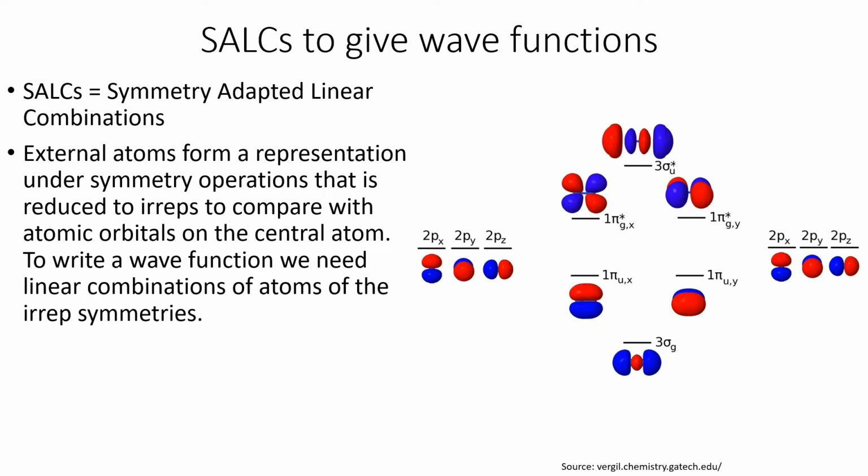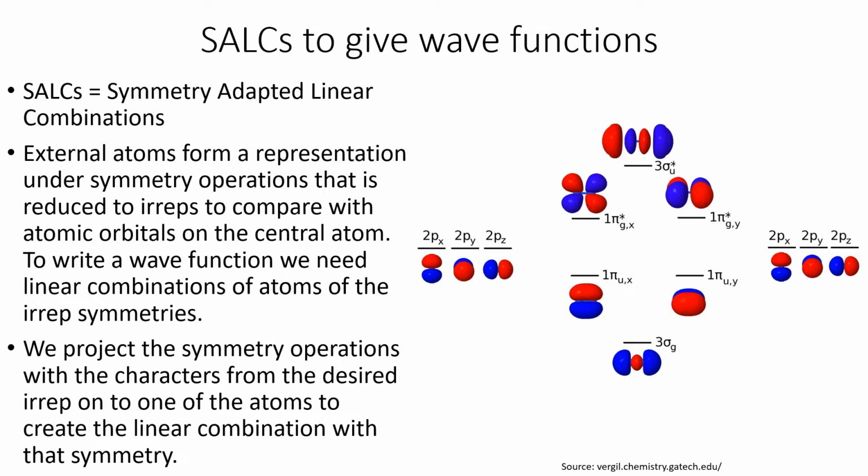Now ultimately, to write a wave function, we're going to need to find some linear combinations of the external atoms. For example, for the 4 H atoms in methane, we'd need to find combinations of the 4 different wave functions that conform to the symmetries of the different irreps involved. The way we do this is we project the symmetry operations and the characters for the particular group that we're working with onto one of the atoms. The result of all the operations and characters being, as it were, mapped onto that atom will give us a whole series of other atoms in the combination that corresponds to that symmetry. Probably easiest to do through an example.